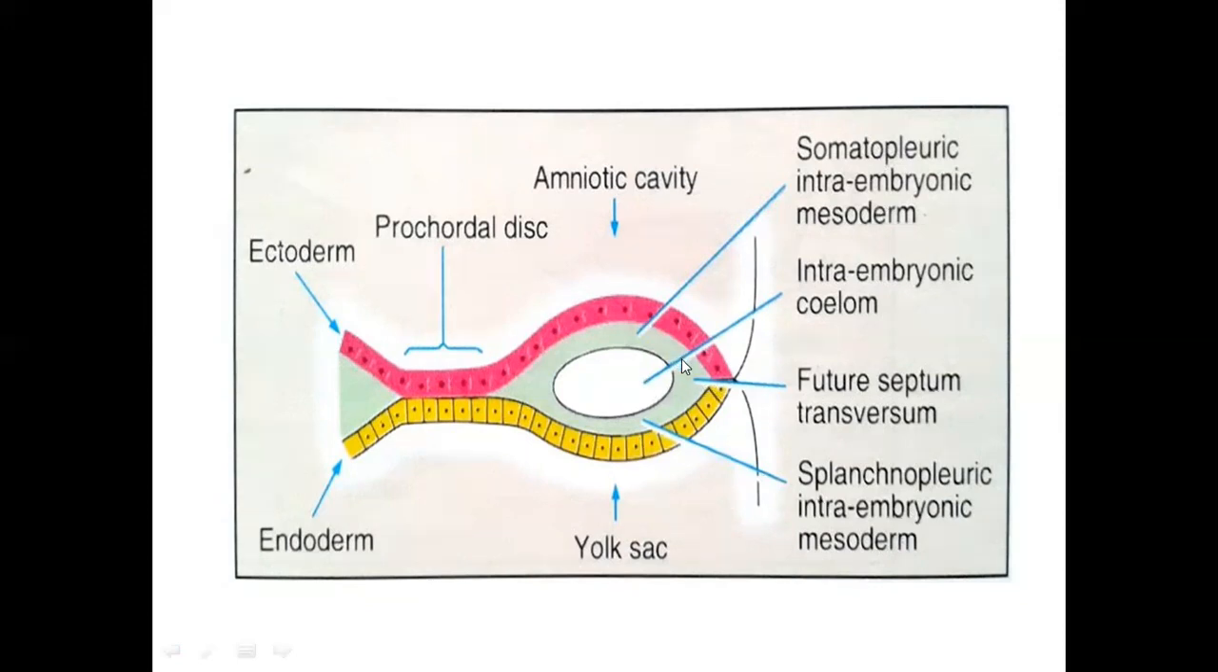The part of the intraembryonic mesoderm which is not split, that is the unsplit part, is referred to as the septum transversum. And this is the future site of formation of liver and diaphragm. This is the yolk sac cavity towards the endoderm. Right? So endoderm, yolk sac, ectoderm, and here we have the amniotic cavity.